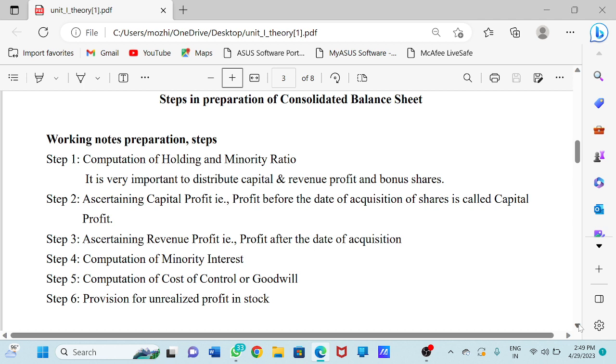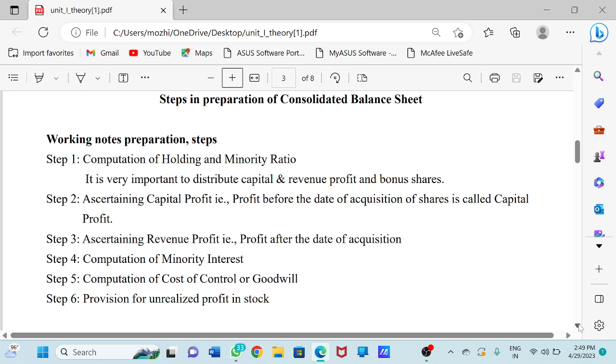The next step is to ascertain whether we are having a cost of control or goodwill. What is the difference between cost of control and goodwill? If we get the figure as a positive value, it is called goodwill. That is, based on this, we have earned something extra. If it is negative, we consider that as a reserve, and that is also called cost of control.